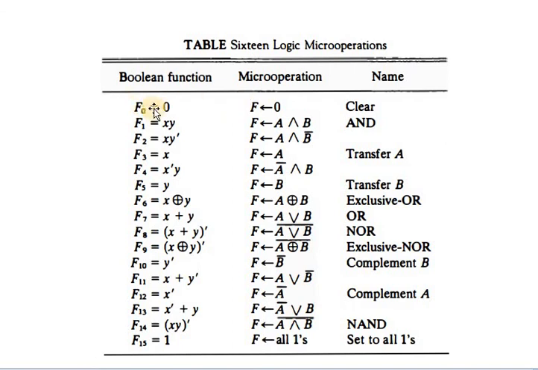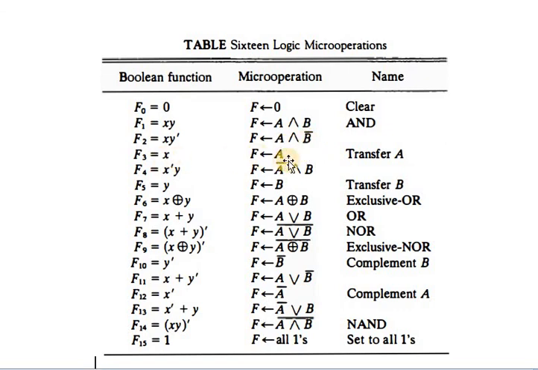So see here, here we are using equal to, and here we are using the arrow mark, that is the reverse arrow mark. F0 equals 0. Here the assignment operator we are using, but here we are using the arrow mark. So 0 is stored in F, that is clear. F1 equals x AND y. So that is an AND. Here we are using equal to. So see here we are using the AND micro operation. This is a Boolean function, this is a micro operation. So this is AND, this is complement of AND. So bar.